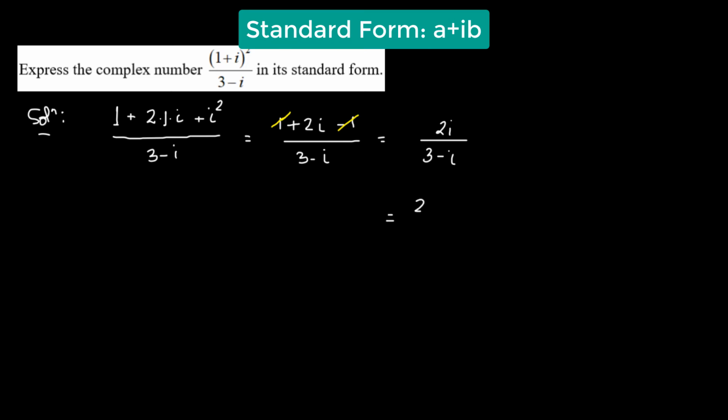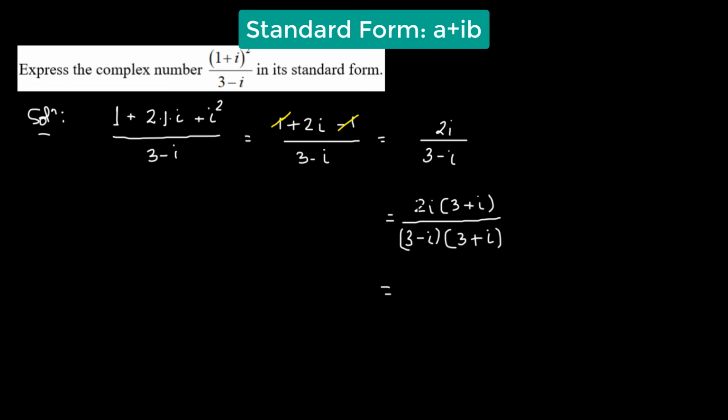Now we are going to multiply the numerator by the complex conjugate of the denominator, which will be 3 plus i, and we also multiply the denominator by the complex conjugate of the denominator, that is 3 plus i. And now we simplify.